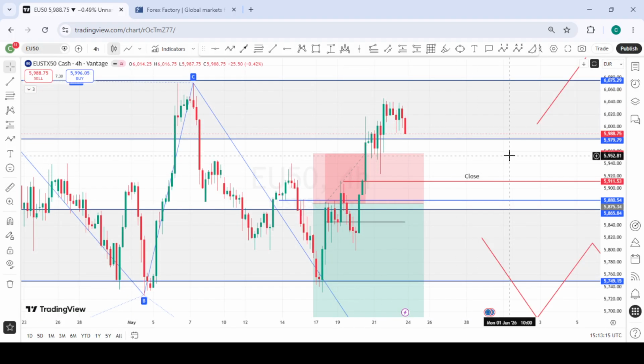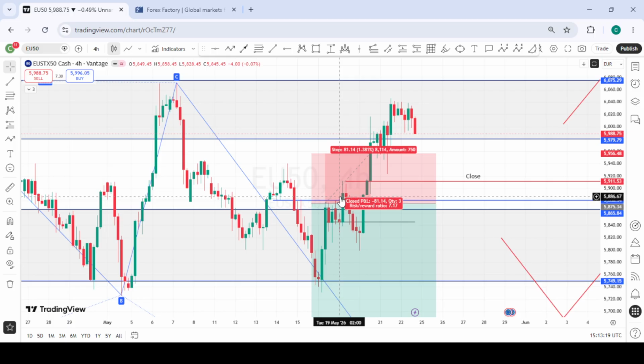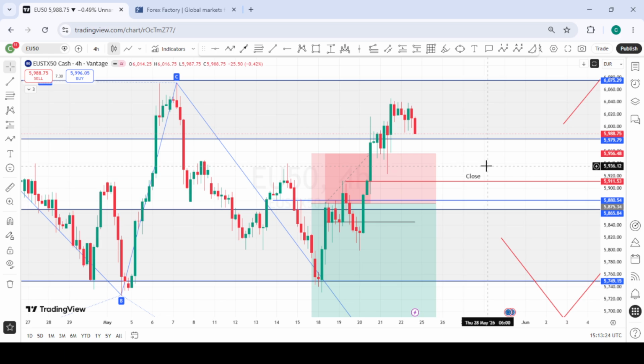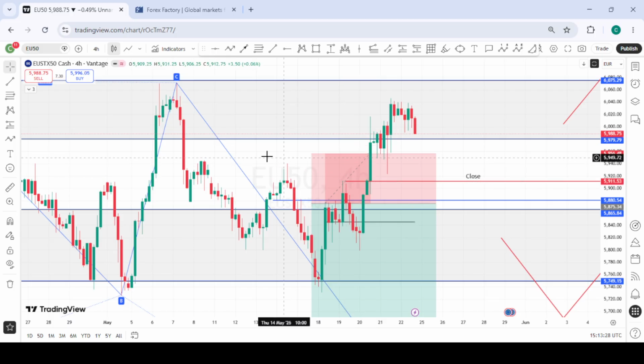And for the STOXX too, we saw some sell movements here. We took some sells around here. Price moved nicely in profit, and then later on the momentum shifted to the bullish side. So we closed around here in small profits around this region on STOXX 50.